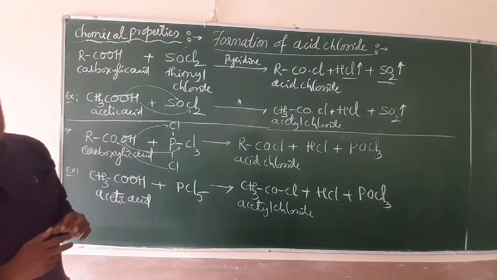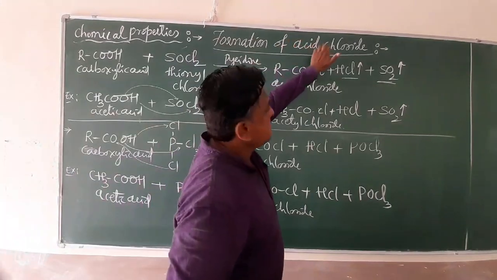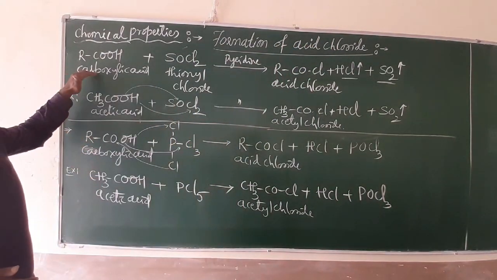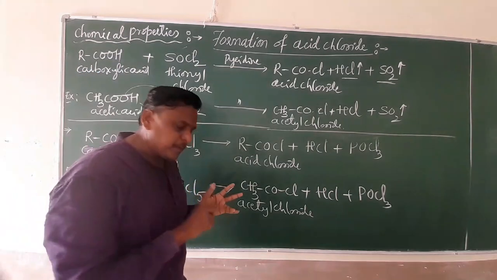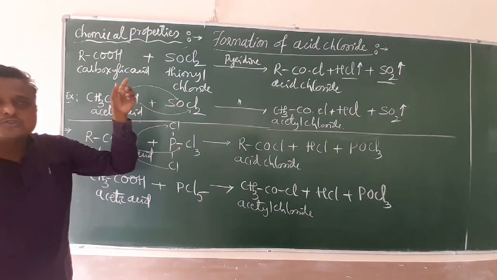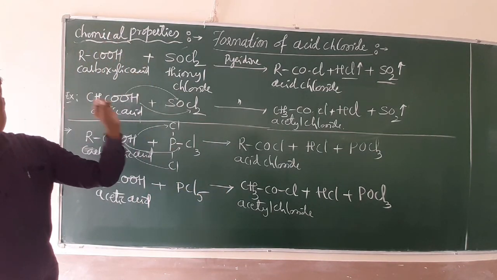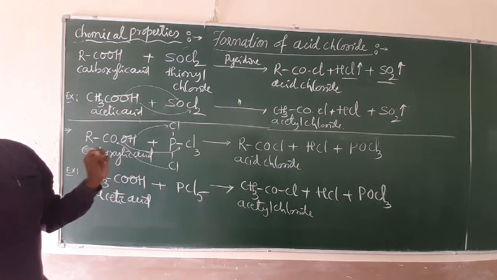In this video, friends, we mentioned the three reactions for the preparation of acid chloride, or formation of acid chloride, from the corresponding carboxylic acids. First, phosphorus trihalide, then phosphorus pentahalide, and lastly thionyl chloride. These are very important reactions for our syllabus: the preparation of acid chlorides.